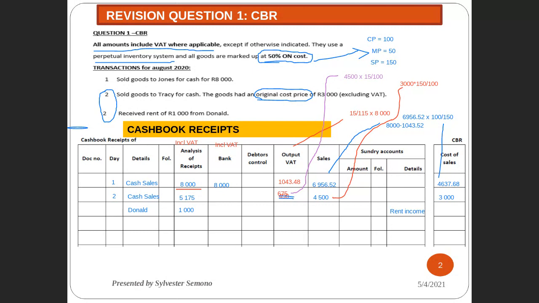But remember, I told you, everything that you record here must exclude VAT. So it's better for you to calculate VAT first. So you can calculate VAT on 1,000. Can you see now? So if you calculate VAT on this 1,000, please, how much you get?